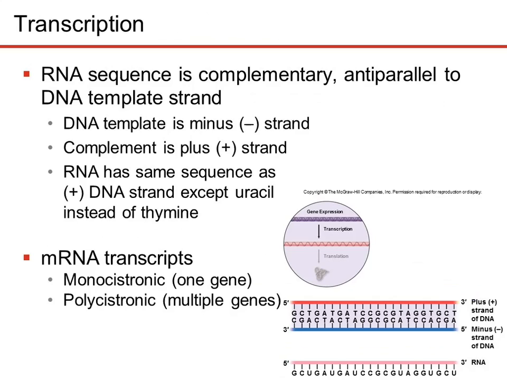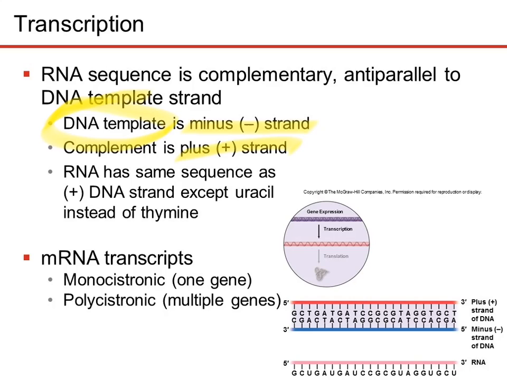So RNA sequence is complementary and anti-parallel to the DNA template strand, and the DNA template strand is called the minus strand. This is just something you're going to have to memorize. The DNA template strand is the minus strand, and that's just the terminology that we use to compare them. And then the complement strand is called the plus strand, and the plus strand is going to have the complementary sequence to the strand that's going to be used for the transcription process. So when we say DNA template, that's the strand that RNA polymerase is reading to make the messenger RNA.